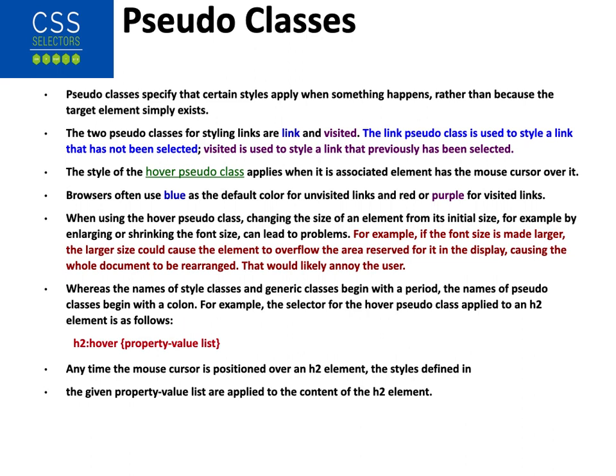Anytime the mouse cursor is positioned over an h2 element, the styles defined in the given property value list are applied to the content of the h2 element. That is the case of hover pseudo class. We have another two pseudo class names, link and visited. So likewise for anchor tag you can specify a colon link, a colon visited followed by property value list. You can specify that also. Here only one example is given, h2 colon hover, that is applicable when the mouse cursor is positioned over the h2 element.